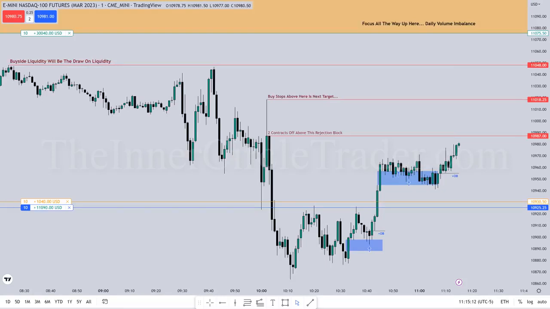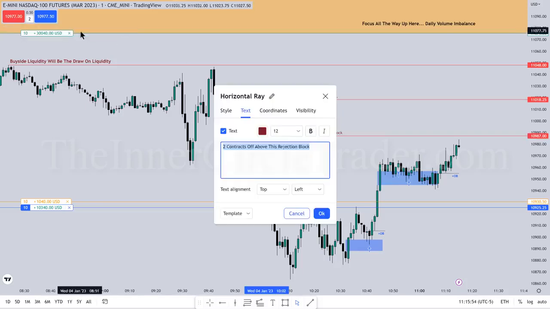So I'm looking for price to want to reach up into that rejection block, which is where I have annotated 2 contracts will come off above the rejection block. So I'm anticipating it's going to spike up in there, and I'm going to get a little overzealous here and type out the very instructions that I'm selling 2 contracts.